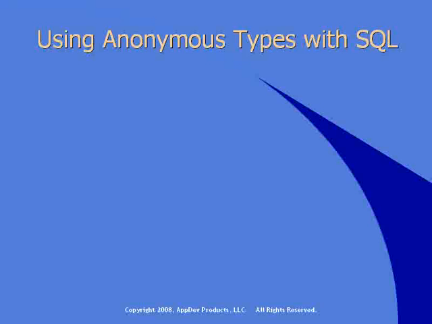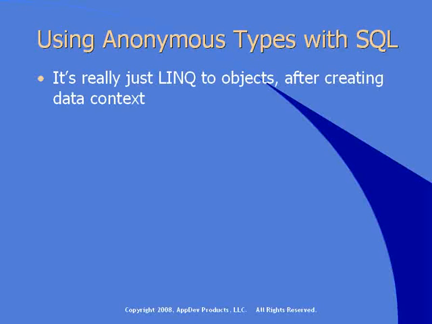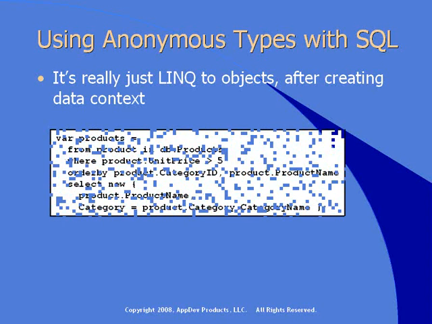Just as you can use anonymous types with any other kind of LINQ expression, you can use them with SQL, because really, all you're doing is LINQ to objects once you create that data context. So the code might look something like this.